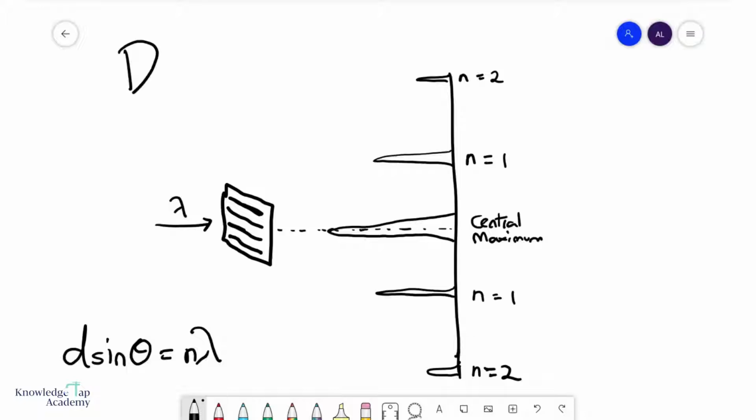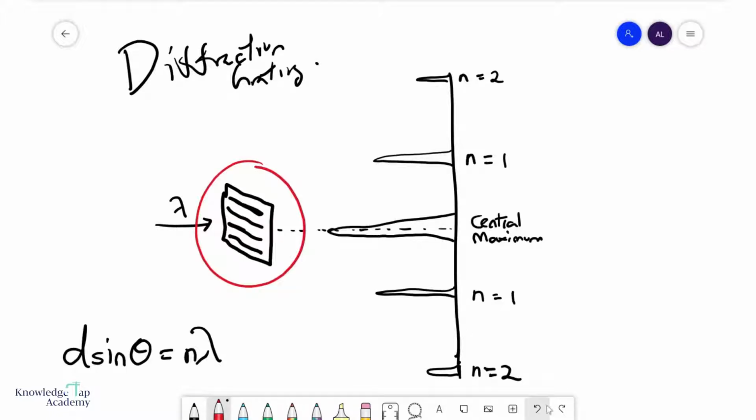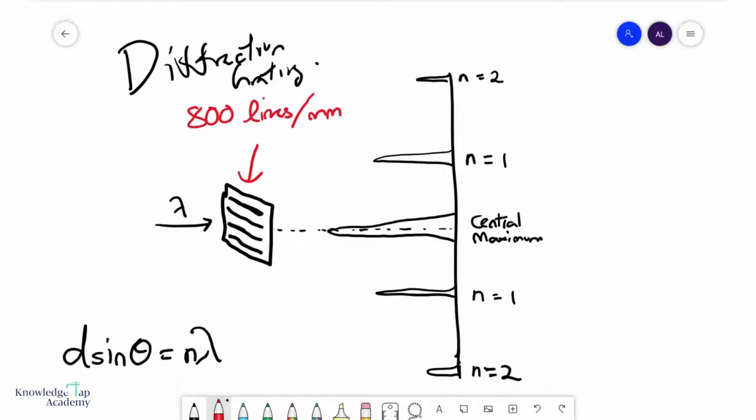Let's talk about diffraction gratings. A diffraction grating is basically a series of many slits, basically this thing that you see over here. And they could be a lot of slits. Typically you may even describe this as the number of lines per unit length. For example, this could be 800 lines per mm. That would be a nice typical grating.